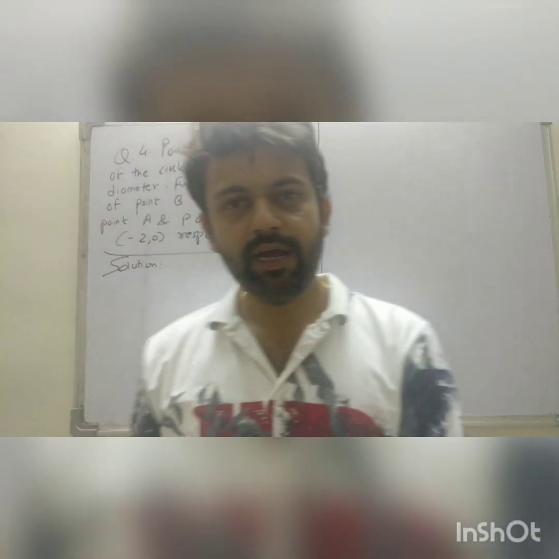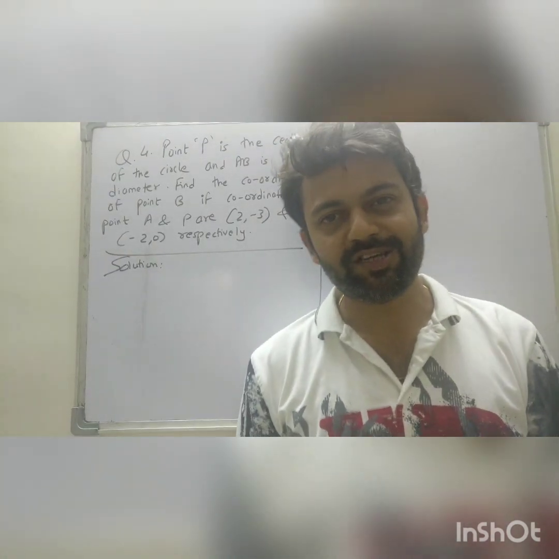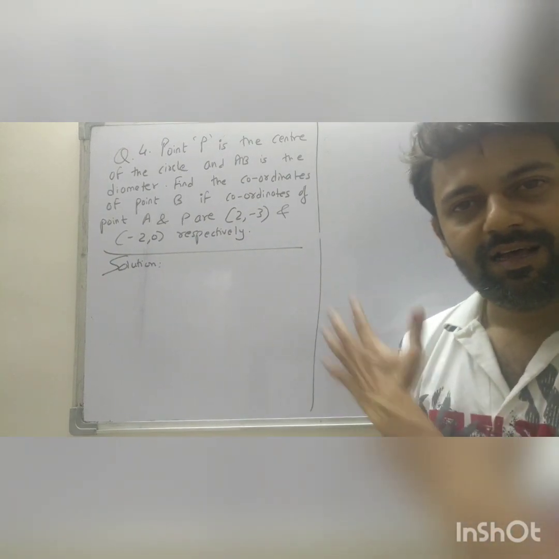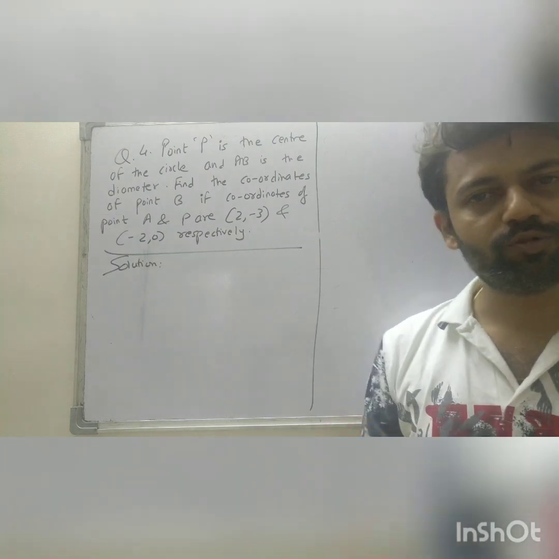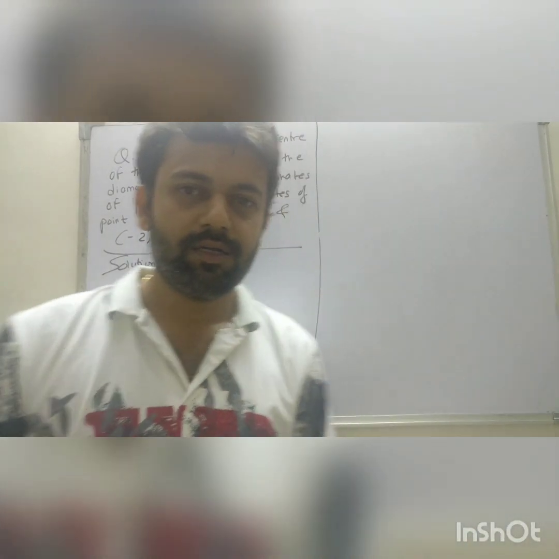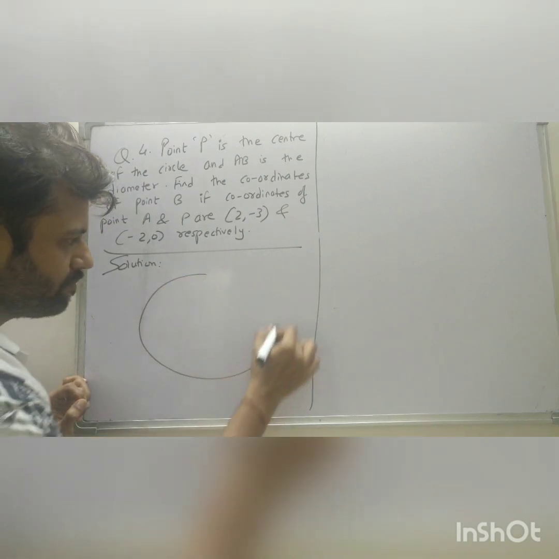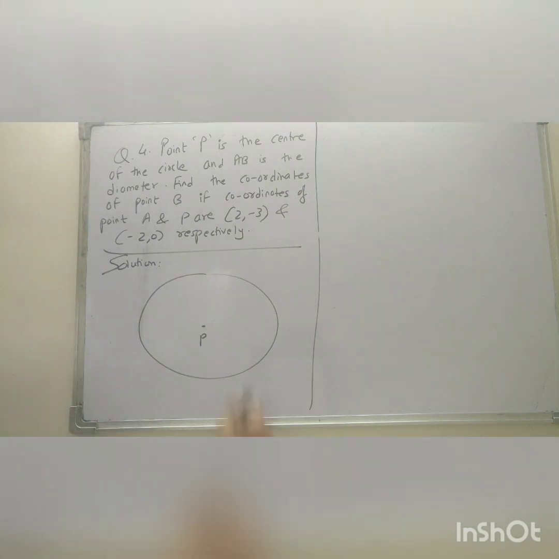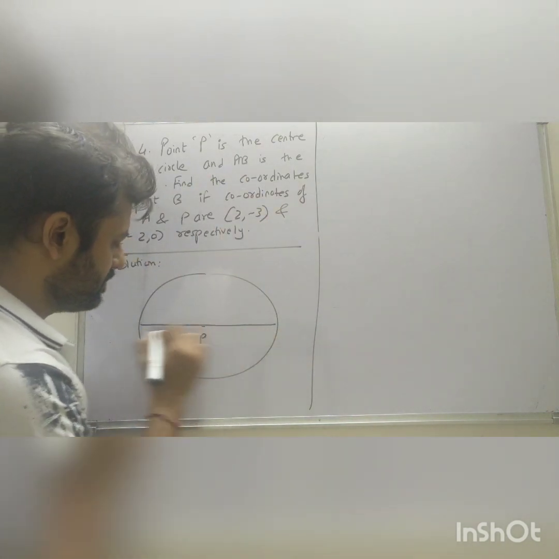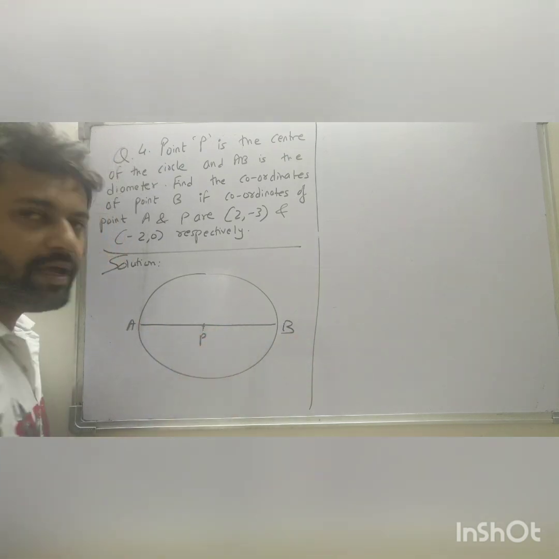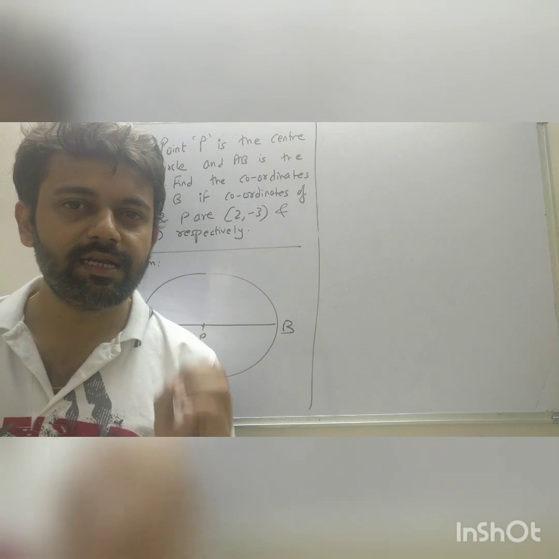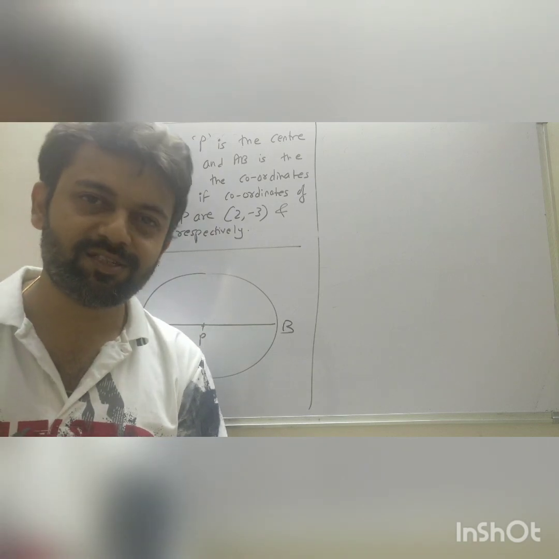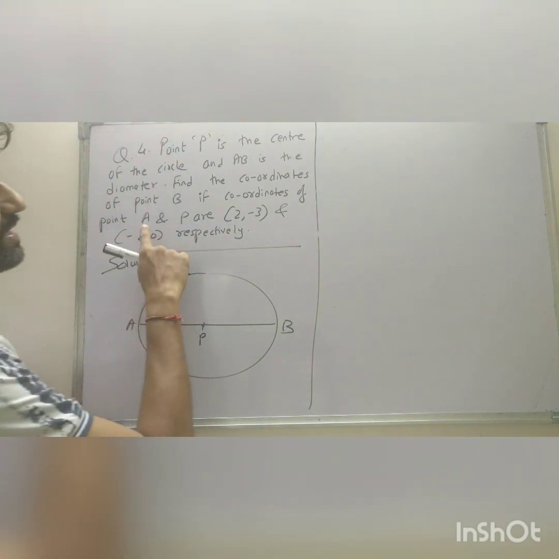The question is there in front of you and also you can read it in your textbook. The question says, point P is the center of the circle. Well, this question is demanding to draw a diagram. Of course, we will draw the diagram of a circle. There you can see P is the center of the circle. AB is the diameter. We know that diameter is the longest chord of the circle, and of course the diameter passes through the center. Find the coordinates of B.